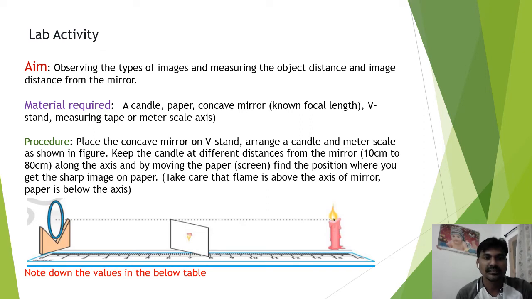Procedure: place the concave mirror on the V stand, and arrange a candle and meter scale as shown in the figure. Keep the candle at different distances from the mirror, from 10 centimeters to 80 centimeters along the axis, and by moving the paper, find the position where you get a sharp image on the paper. Take care that the flame is above the axis of the mirror and the paper is below the axis.